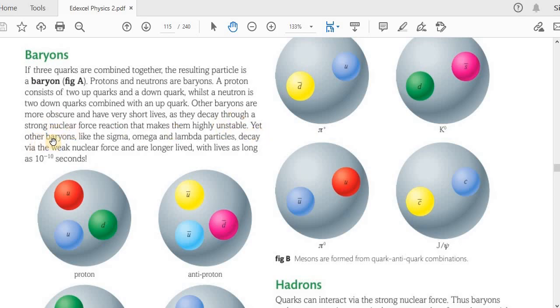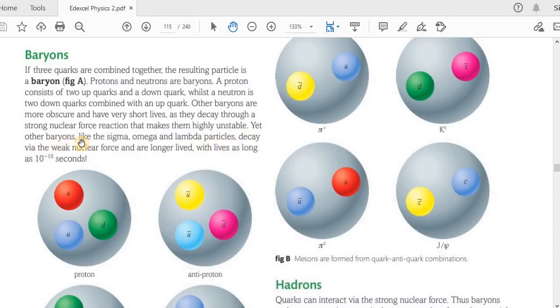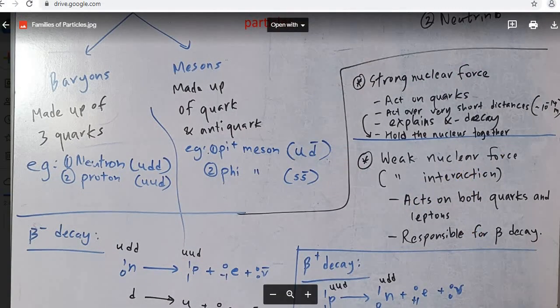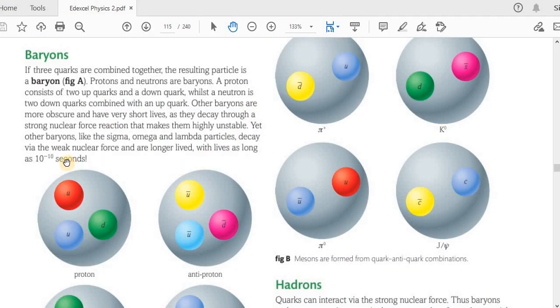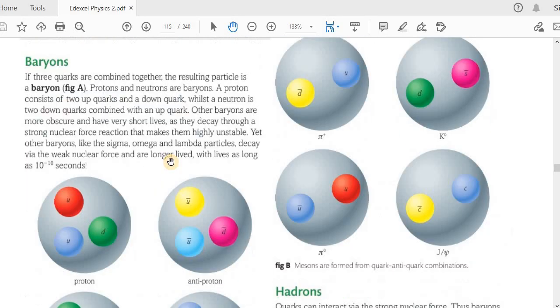Yet other baryons like the sigma, omega and lambda particles decay via the weak nuclear force and are longer lived. Now remember, the weak nuclear force acts on both quarks as well as on leptons, but strong nuclear force doesn't act on leptons. Weak nuclear force is also called the weak interaction, with lives as long as 10 to the power minus 10 seconds. It's a very short time. Okay, so that is about baryons.